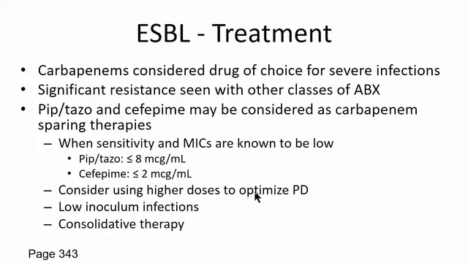Consider using higher doses, once again, to optimize that pharmacodynamics. Use them for maybe lower inoculum infections, such as urinary tract infections, and maybe when patients are already all better, kind of consolidative therapy, so we don't need 14 days of carbapenem, but we can get away with the first 7 and finish the last 7 with one of these.